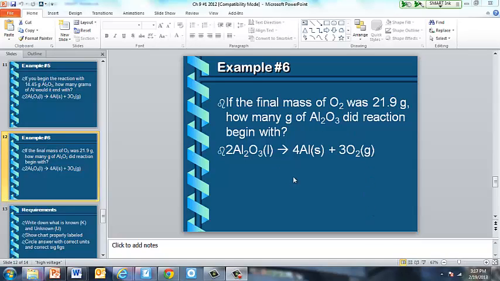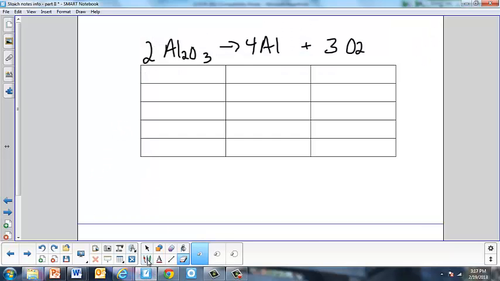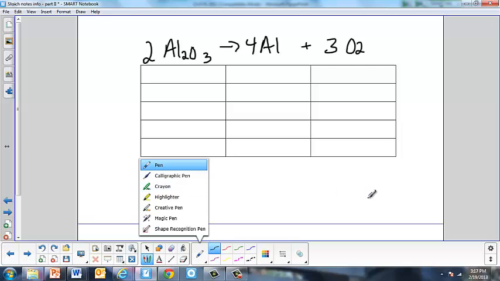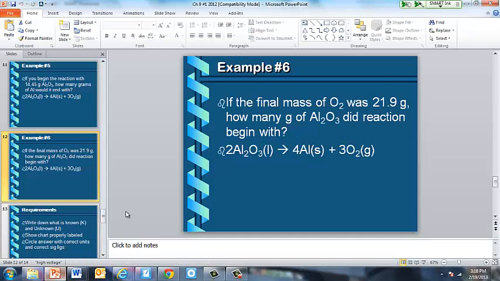All right, so let me go through the solutions here for number 6. I'm going to come over to my table here that's already formed. What we needed to do was first write out the known and the unknown. This time we were starting with 21.9 grams of O2. And the unknown this time was grams of aluminum oxide. Again, I just got that from the problem.